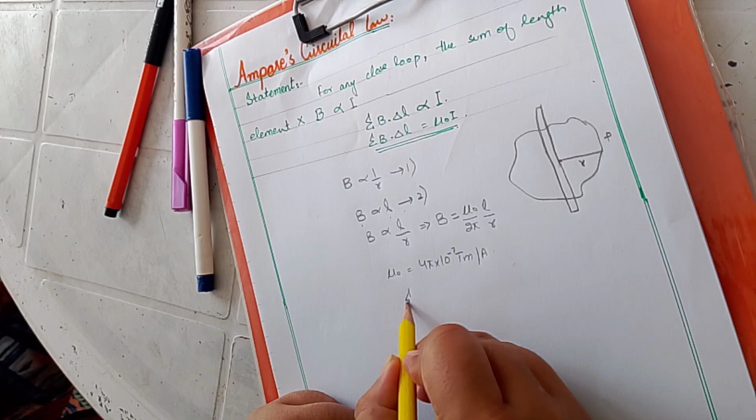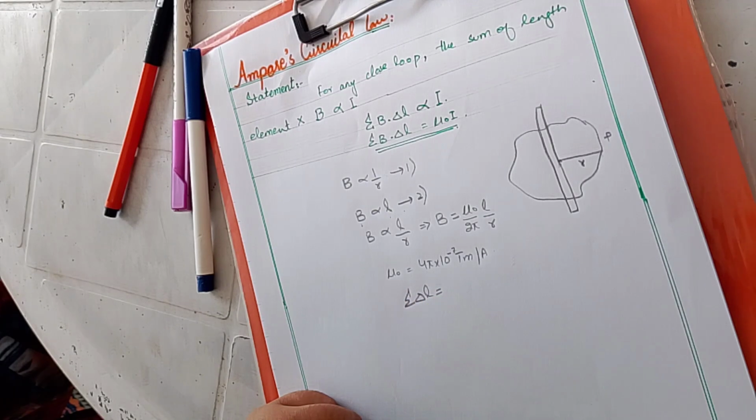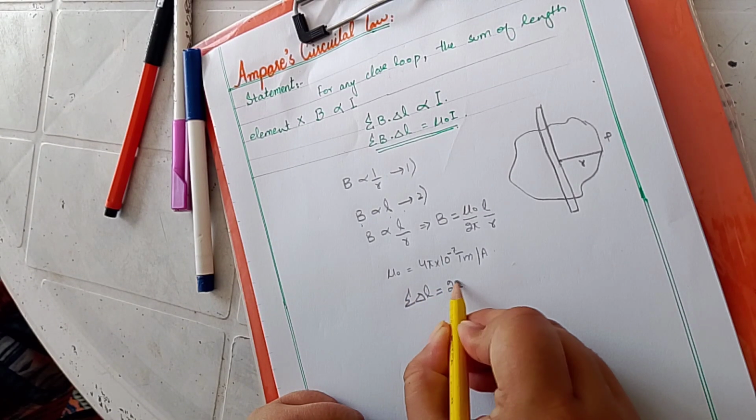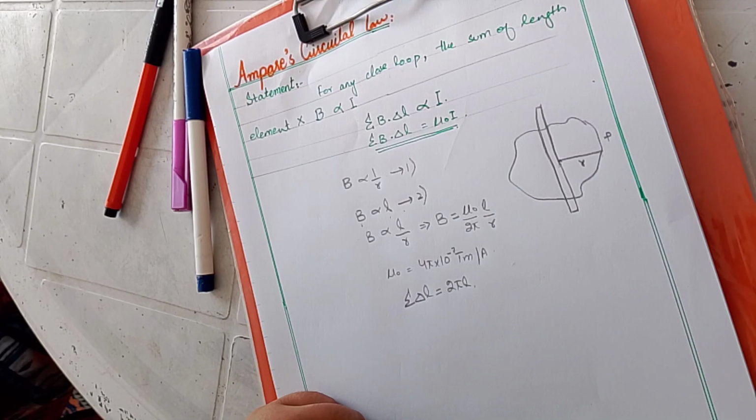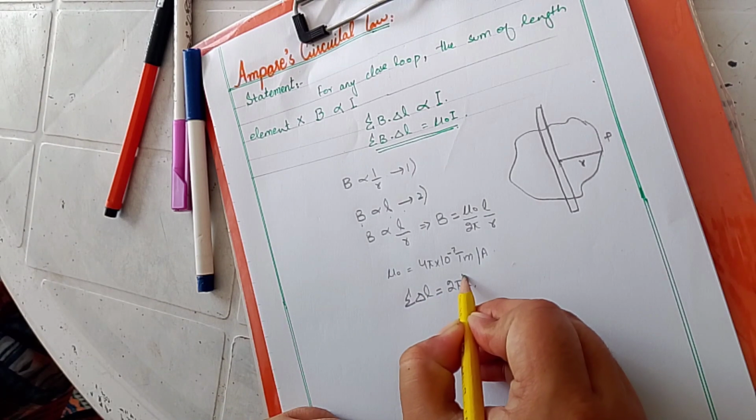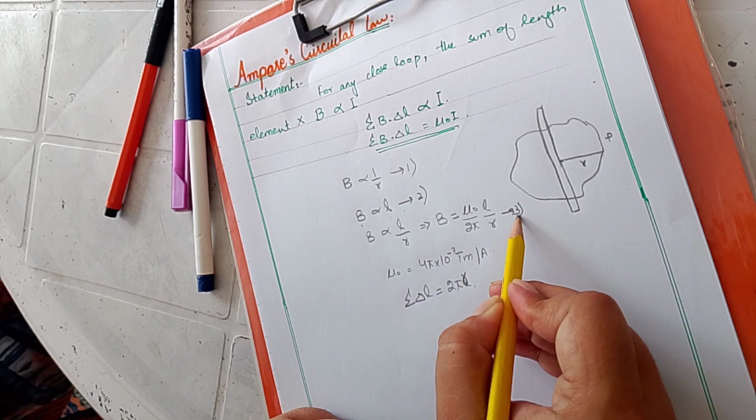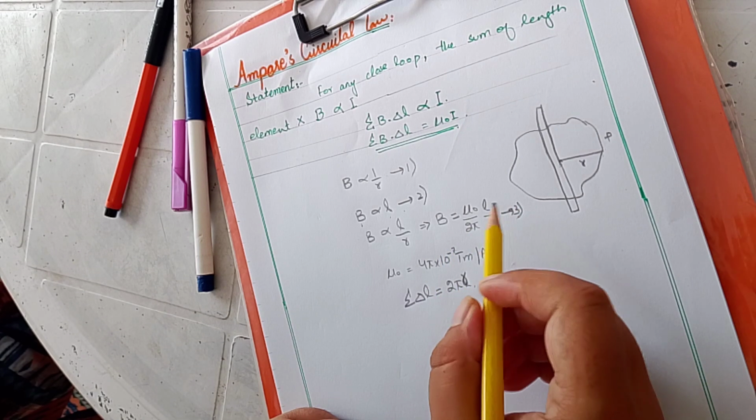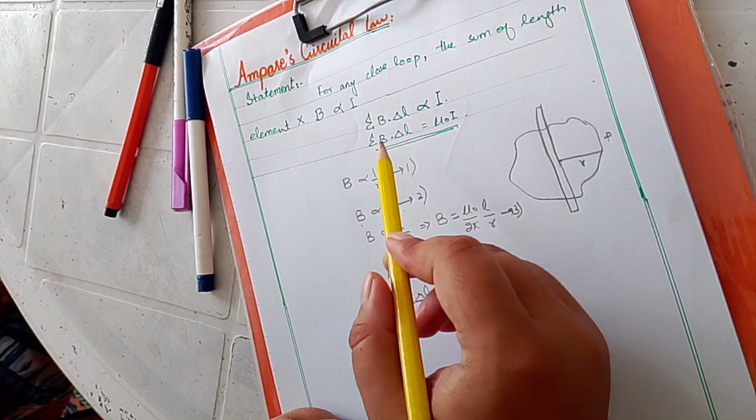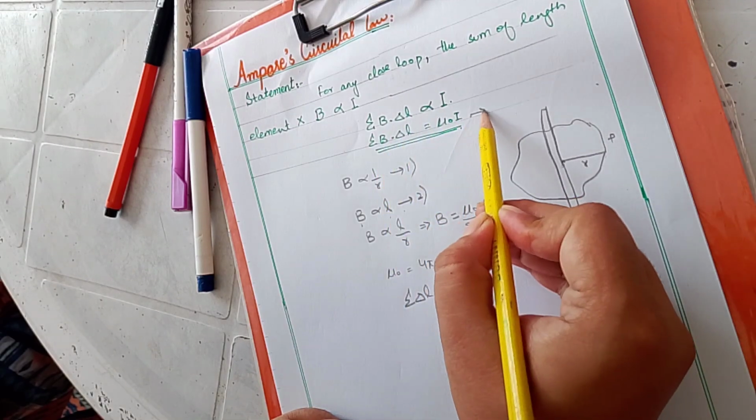Now we will take this length element, as it is an Amperian path, and the length element will be equal to summation of delta L, which equals 2 pi r. So this is r, call it equation 3. Whenever we put this value in the equation, call it equation A.